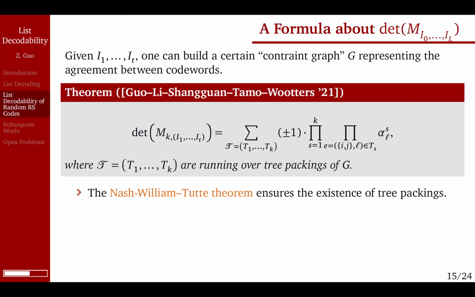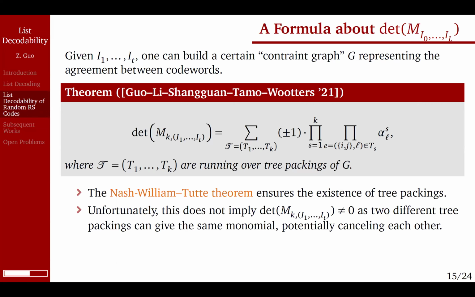But yeah, in our application, the condition of the Nash-Williams–Tutte theorem is satisfied somehow. So we apply this theorem, which gives us the existence of a tree packing. Unfortunately, just using this theorem is not enough, because in our setting you can have two different tree packings that give you the same monomial, which is essentially because they are considered hypergraphs. You can have two different edges that come from the same hyperedge, and they will give the same labeling.